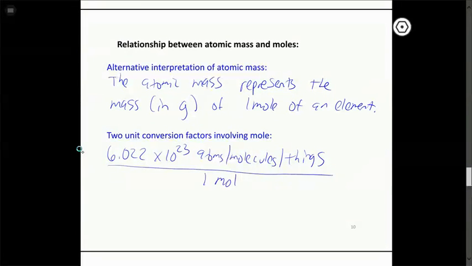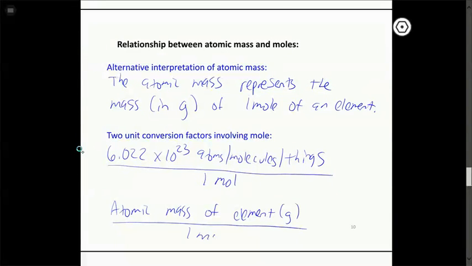And then another conversion factor is the atomic mass of an element in grams per 1 mole. All right? So again, as we go forward in Chapter 5 and beyond, we're going to learn a lot of different relationships involving moles, and these are the first 2.